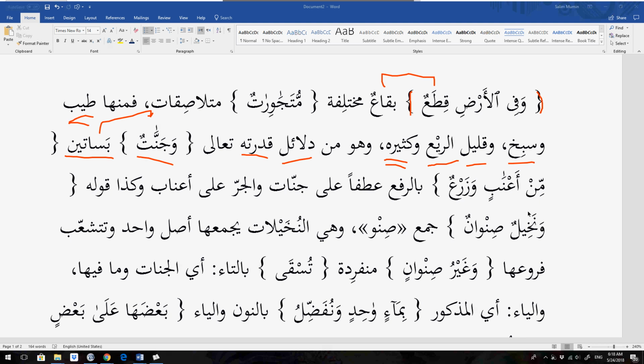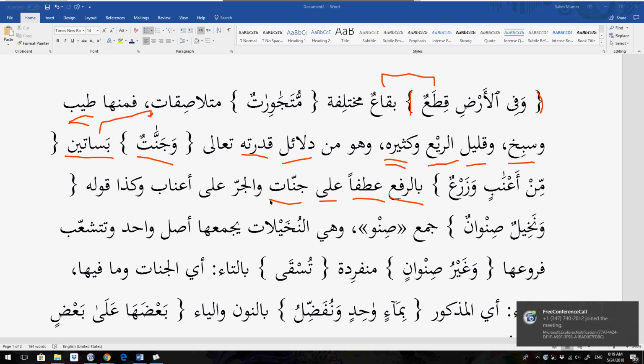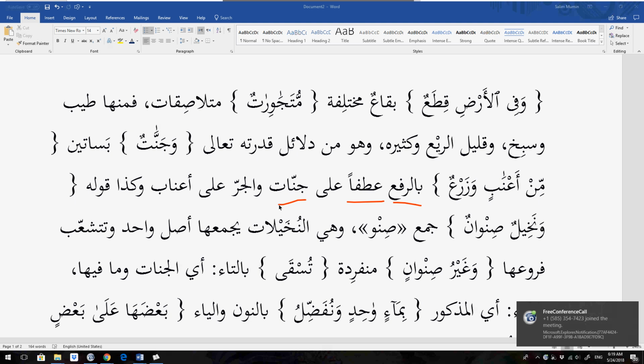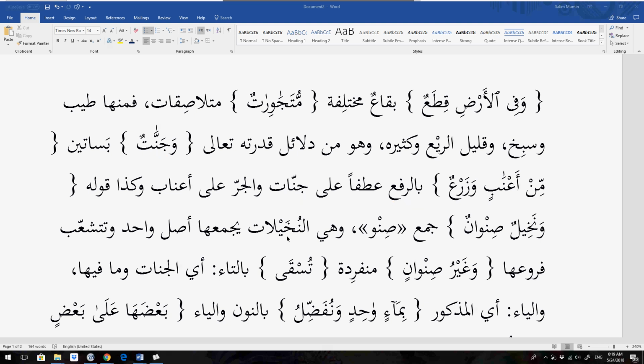Min a'nabin wa zar'un, from the vines and crops. Birraf'i atfan ala jannatin. So this is grammar now for the students studying grammar. It says birraf'i atfan, meaning that he's addressing zar'un. Zar'un, he's saying, is a conjunction to jannatun. Here is jannatun. So let me go back and just show you so it will be clear for you.